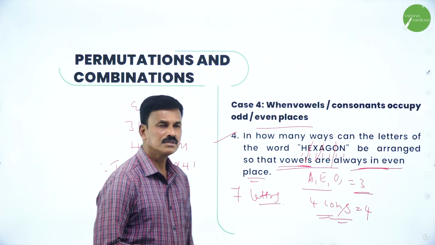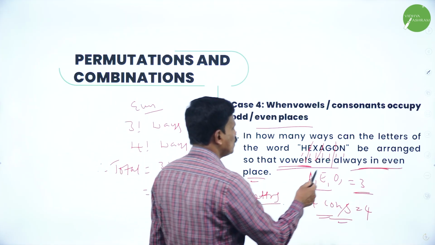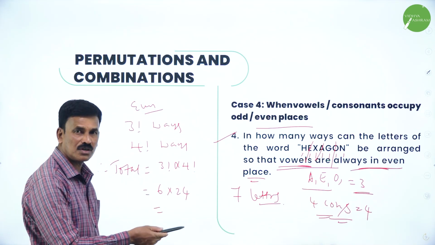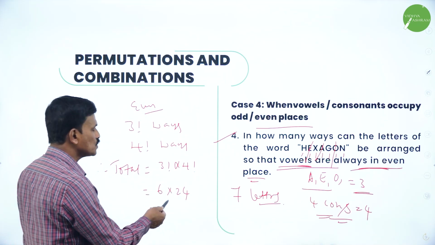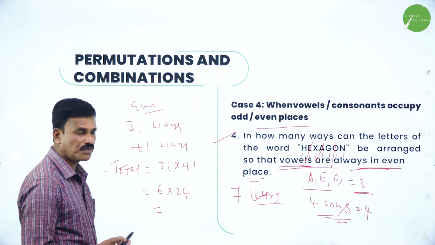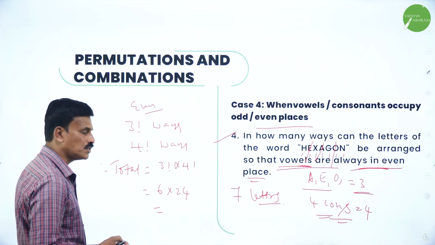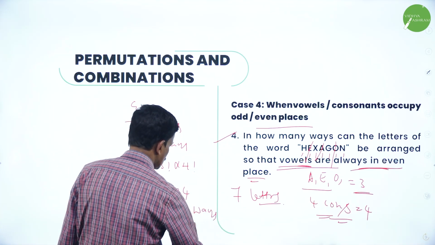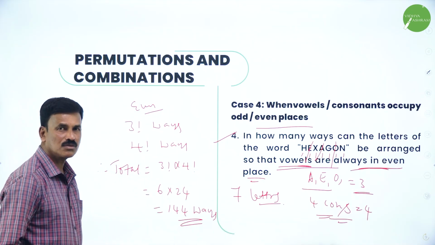See here, the 3 vowels can be placed in even places by 3 factorial ways and the remaining 4 consonants can be placed in 4 factorial ways. So therefore the required permutation is 3 factorial into 4 factorial, that is 6 into 24, that's equal to 144 ways. This is the total requirement. Hope you followed.